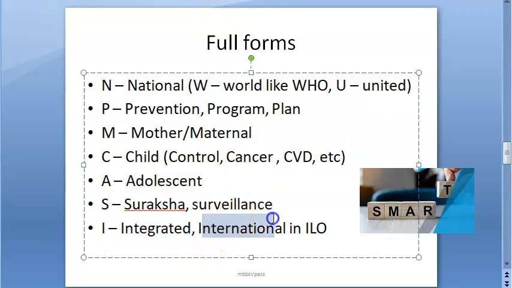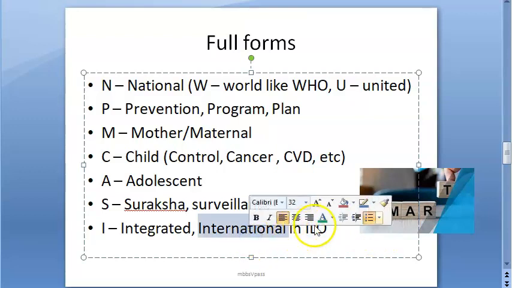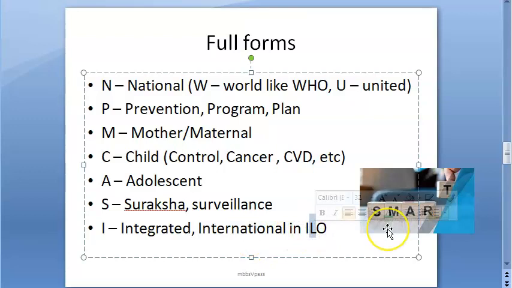Remember all that. International, it can be sometimes like ILO is International Labour Organization. In the exam, they can simply give you ILO and make you write about it. You won't know what it is. It is international, and L here is labour, so it is International Labour Organization. Okay, guys. So you should understand how to crack these full forms.